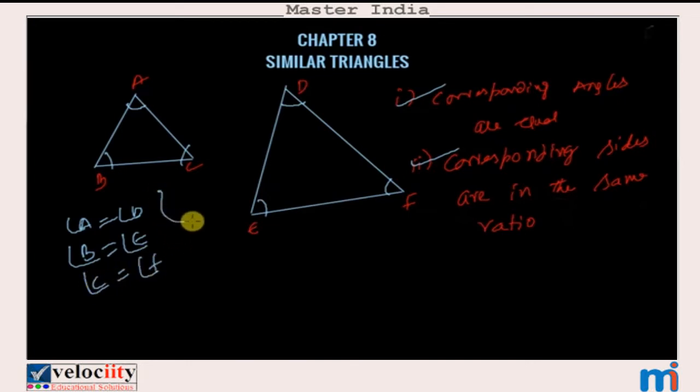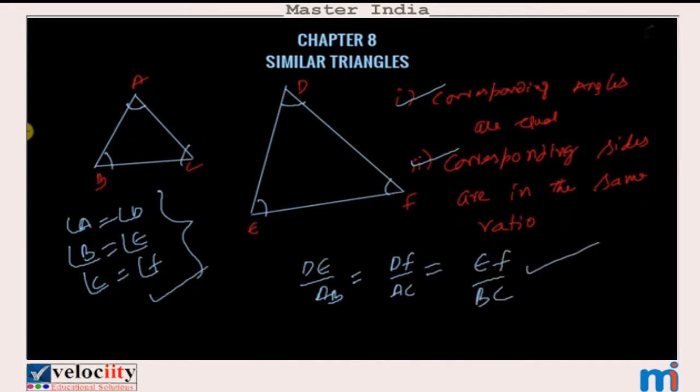So if the corresponding angles are equal and if the corresponding sides are in the same ratio, let's say AB and DE are the corresponding sides, so the ratio would be DE by AB. Let's say DF and AC are the corresponding sides, so the ratio of DF and AC would be DF by AC, EF by BC.